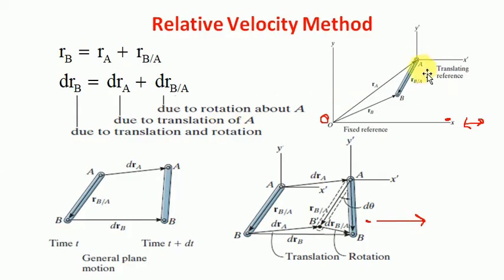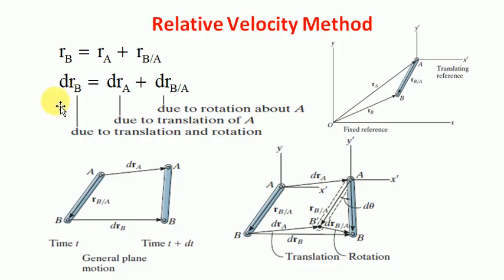So first assume there are particles A and B of some element, and it has one translatory axis and one fixed axis. Now let the positions of B and A with respect to the fixed reference axis be RB and RA. And the position of B with respect to A is RBA. Now there is some change in the position of particles A and B. So in general plane motion, if this point B is moving, it will have both translation as well as rotation.